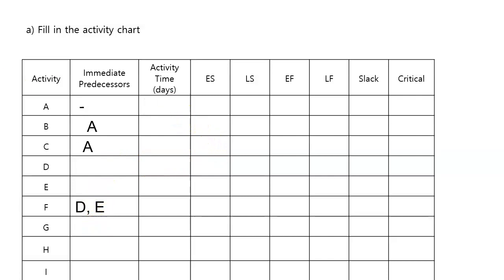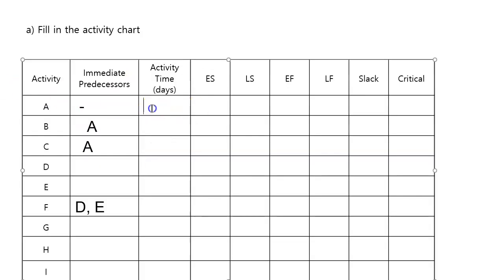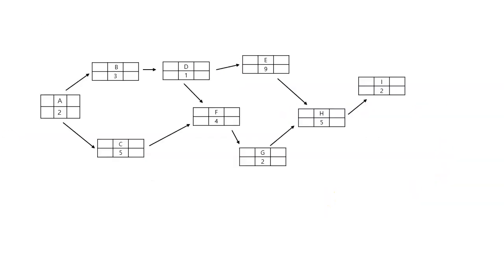Activity time was also given in this graph. Activity A was 2, B was 3, C was 5. You can do this eventually to fill these two columns. Now what's harder is to figure out this thing called early start, late start, early finish, late finish, and then later you have to figure out what slack is, and also you have to decide whether the activity is critical or not. Now to fill in these, you need to do something called the forward pass and backward pass.